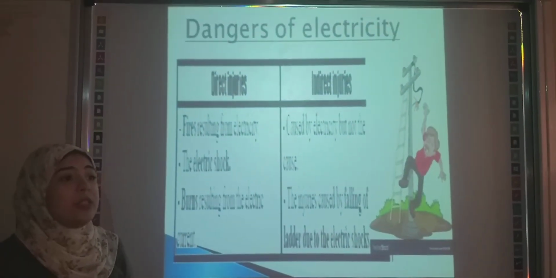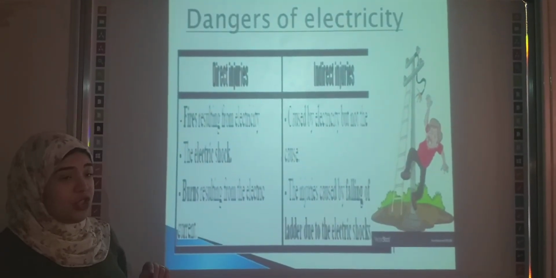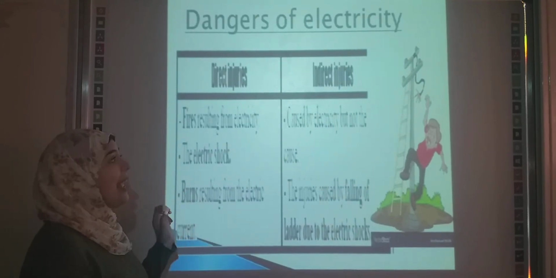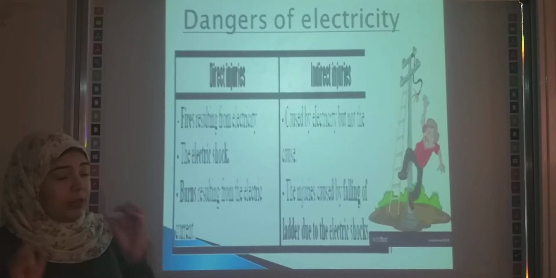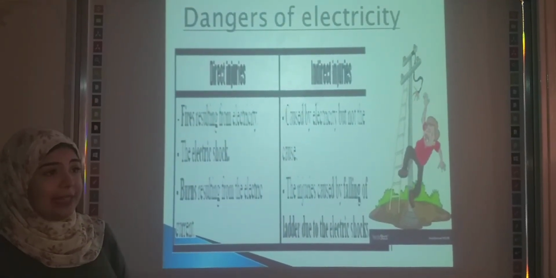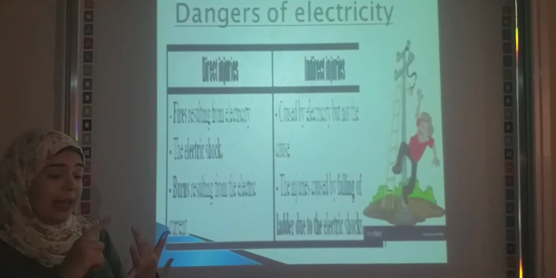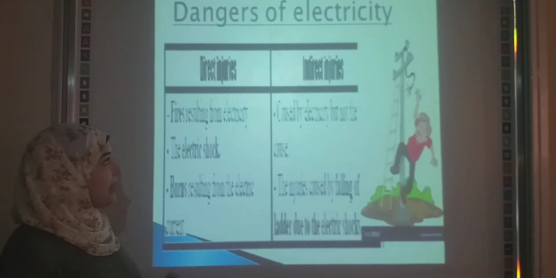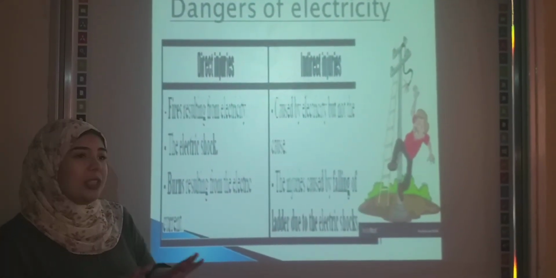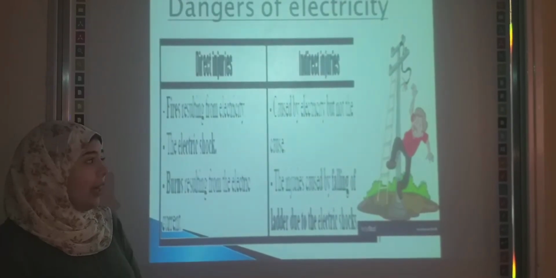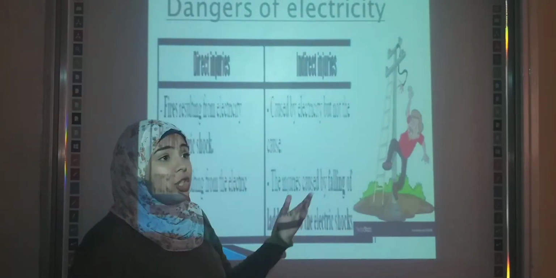And now let's talk about dangers of electricity. We have two types of dangers: direct injuries and indirect injuries. Direct injuries come from dealing with electricity directly, like electric fire, electric burn, electric shock. But indirect injuries come from dealing with electricity, but not in a direct way, like falling from the top of a ladder due to electric shock.